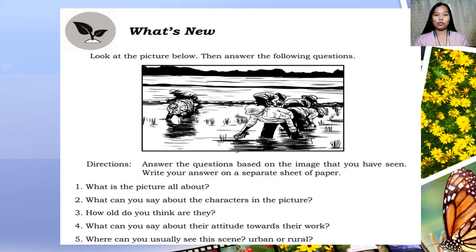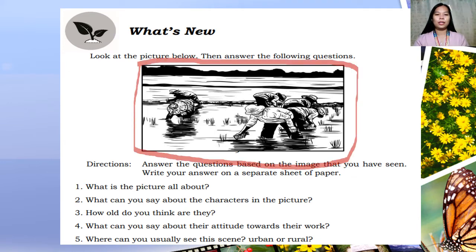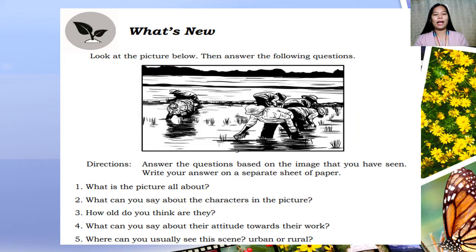Now let's go to page 9 and 10. What's new? Look at the picture below. Then answer the following questions. So this will be the picture that we will be using so that we can answer the questions in this activity. So the directions: answer the questions based on the image that you have seen. Then you're going to write your answer on a separate sheet of paper or on the answer sheet provided.